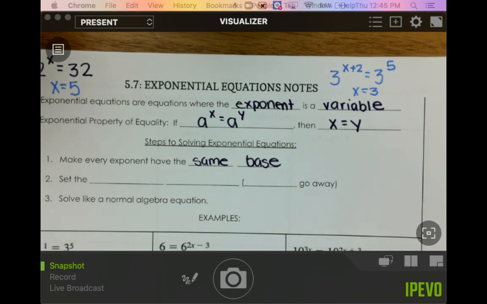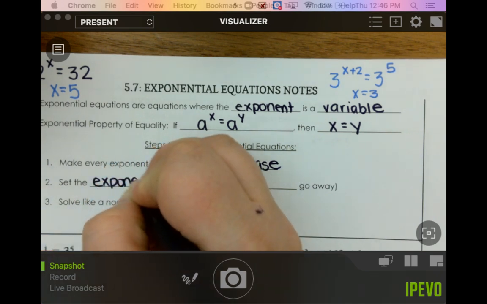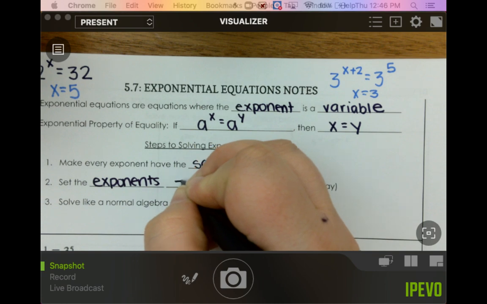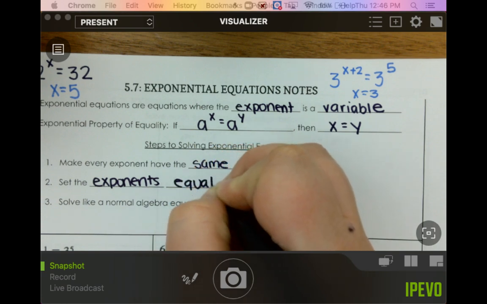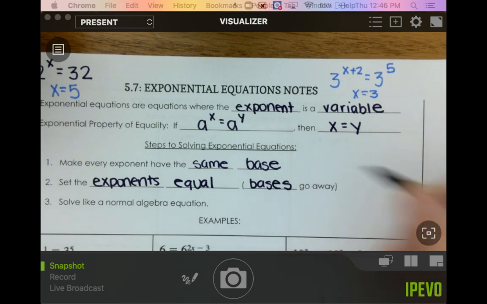By same base, that means they either both need to be a power on 2, or they both need to be a power on 3. Or they both need to be a power on 4. They need to have the same number. Because once you do that, you just set the exponents equal. Which means that the bases go away. And the base is the bigger number at the bottom. Exponents are the tiny ones up top.